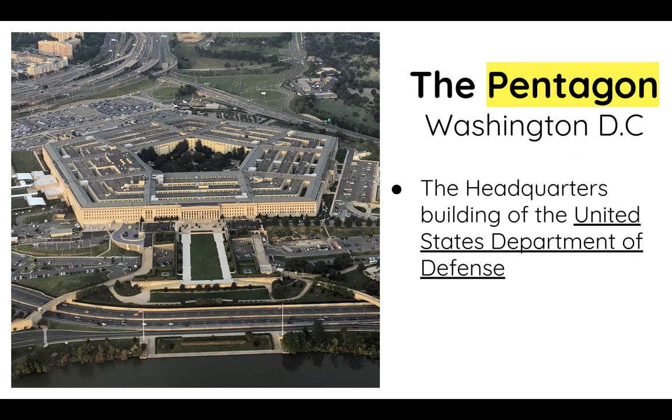First off, look how big this building is. All of these things right down here are cars, so you can just see how massive this building is. I think it's called the Pentagon because we have 1, 2, 3, 4, 5 sides. We know that pentagons are polygons that have 5 sides.